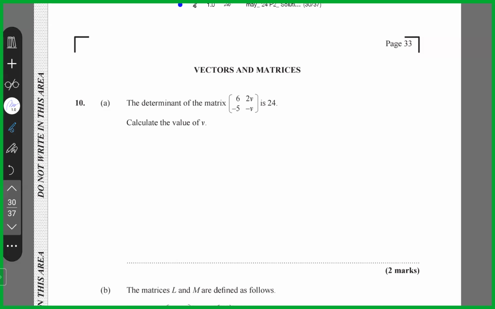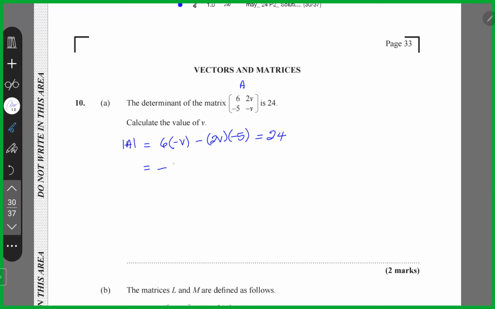Question number 10 says the determinant of the matrix 6, 2v, minus 5, minus v is 24. Calculate the value of v. Well, let's call this A. The determinant of A is 6 times minus v minus 2v times minus 5, and this is equal to 24.